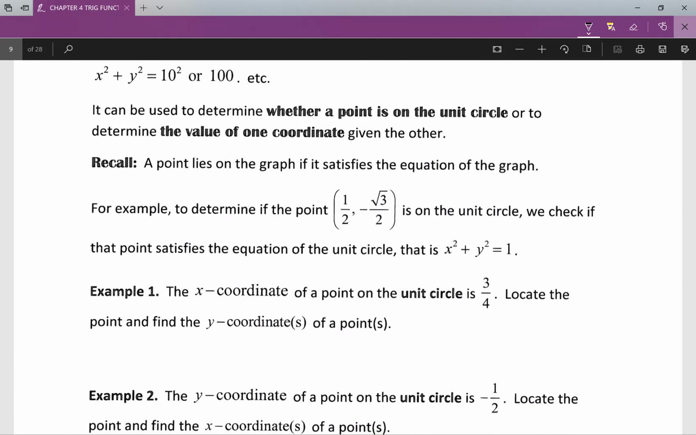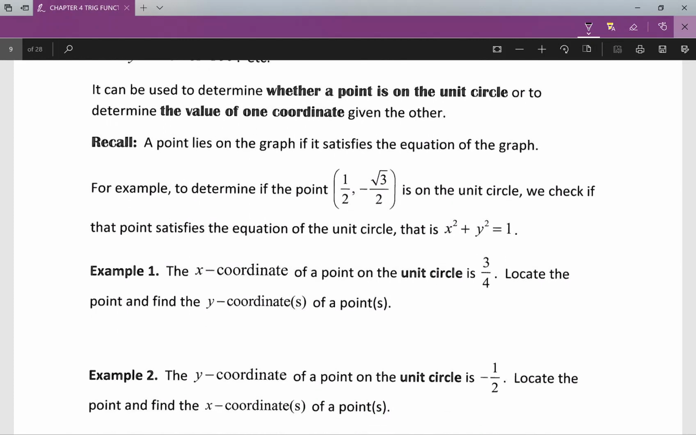We can use this to determine whether a point is on the unit circle, and to determine the value of one coordinate given the other. A point lies on the unit circle if it fulfills x squared plus y squared equals 1. Determine if 1 over 2 comma negative root 3 over 2 fulfills this. That would give me 1 over 2 squared plus negative root 3 over 2 squared, and we'd have to check to see if this equals 1.